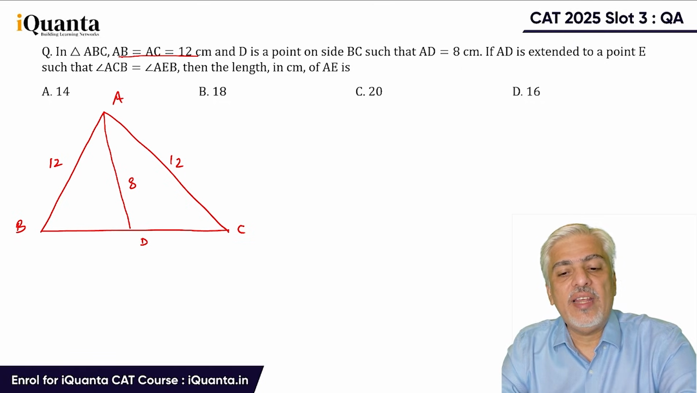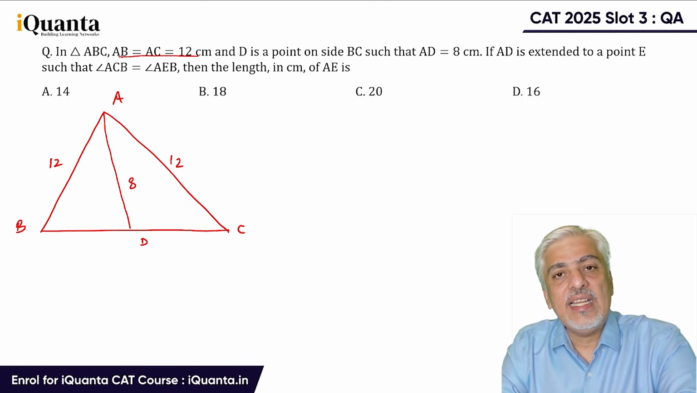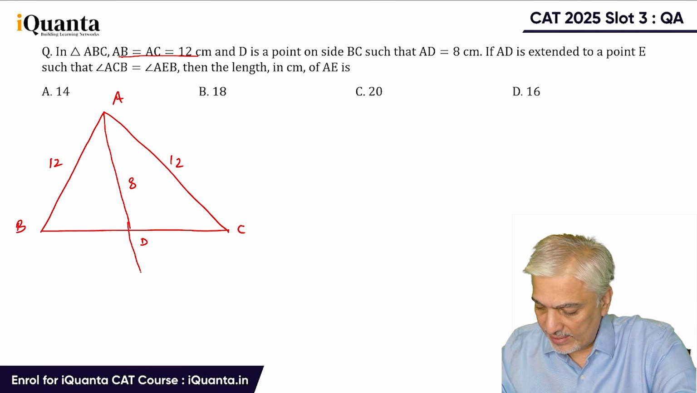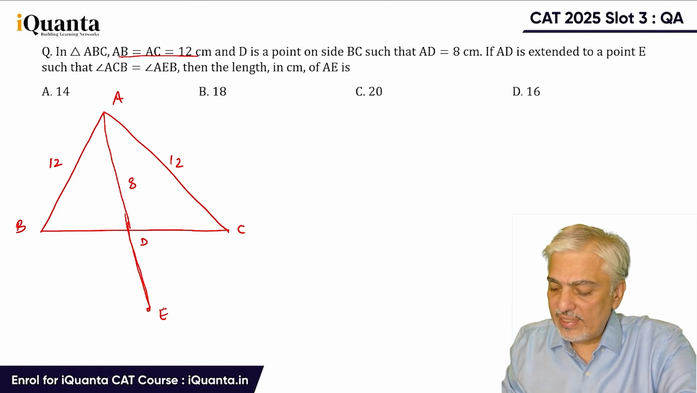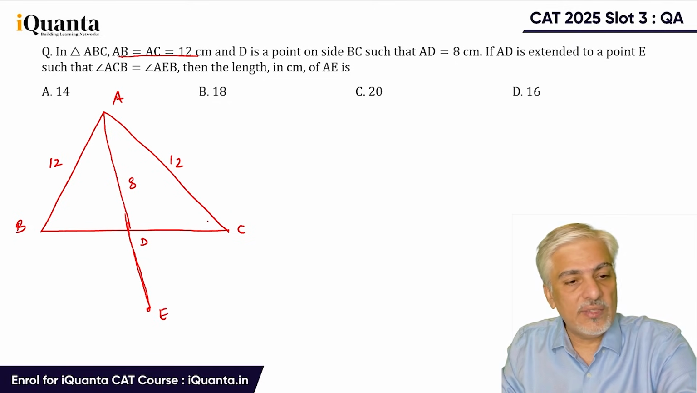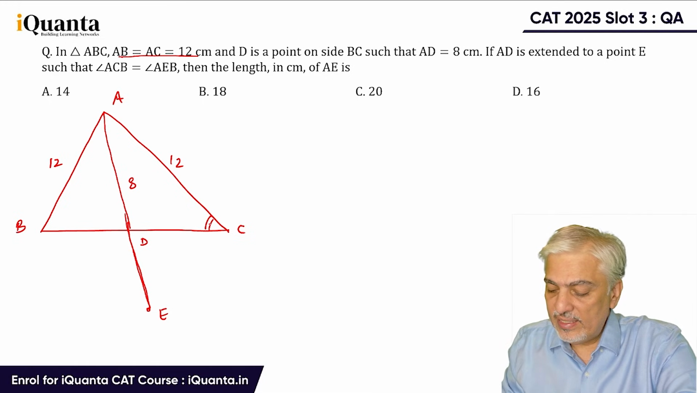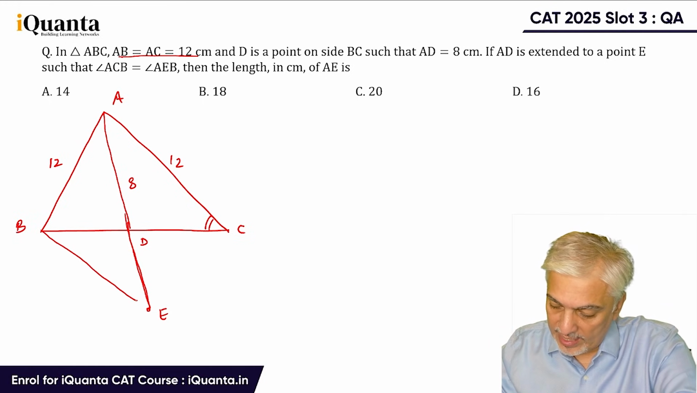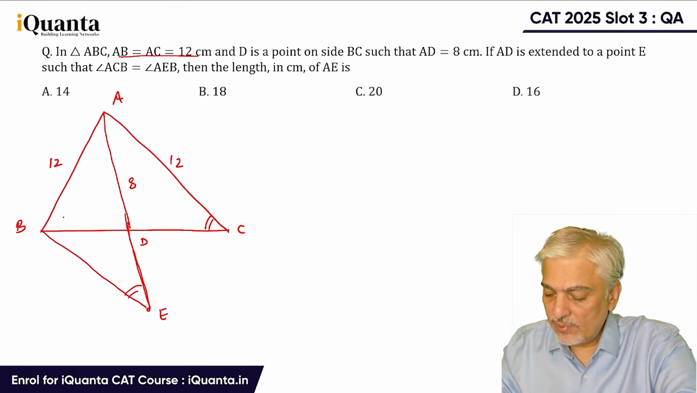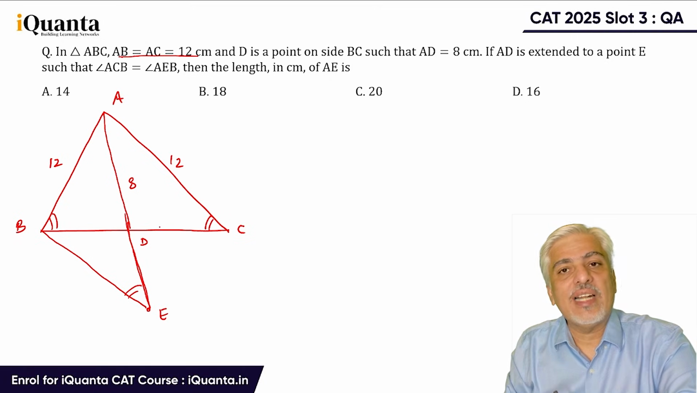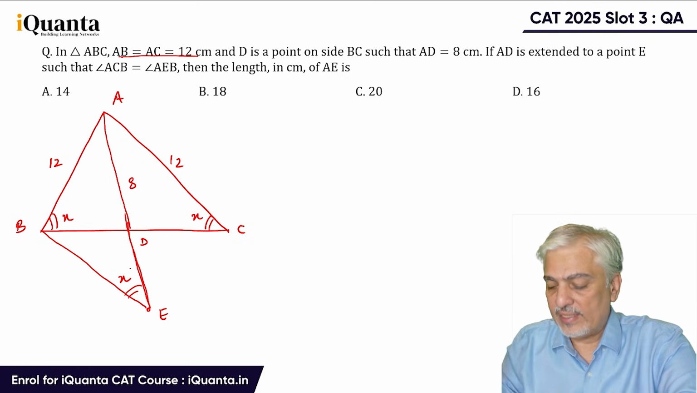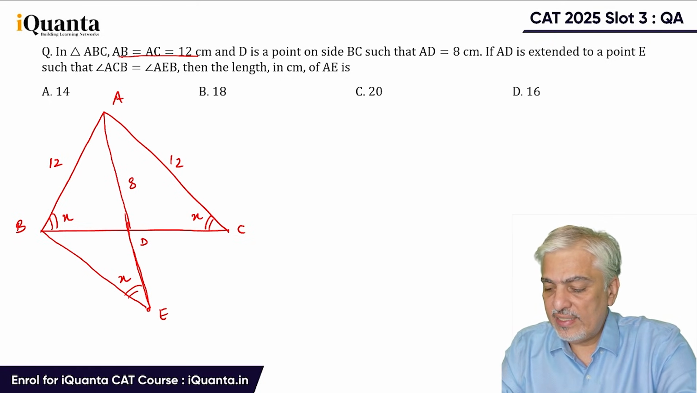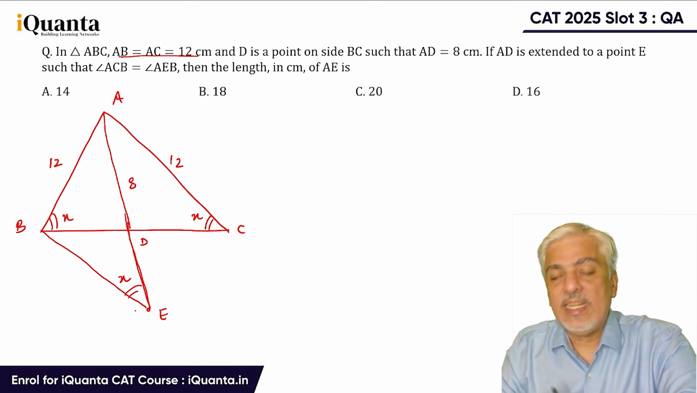What else is given? AD is extended till point E such that angle ACB and angle AEB are equal. So let's extend this. So this is one straight line till E over here such that angle ACB, right? That's what they've said. ACB, that is this angle, is equal to angle AEB, that is this angle. Obviously, these two angles are also equal because of an isosceles triangle. So if I call this angle x, this angle is also x, and this angle is also x. So we've got these three angles x, and we want to find the length of AE.